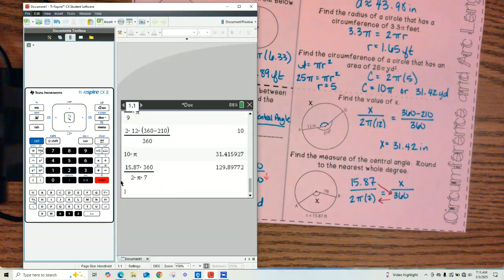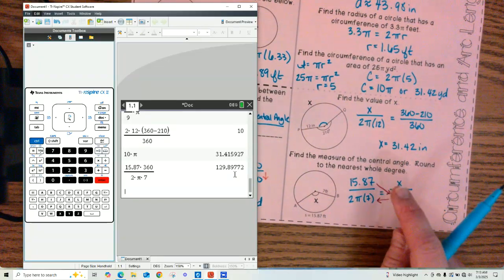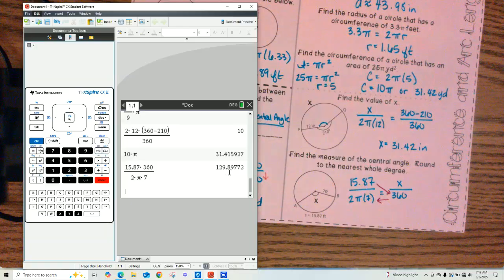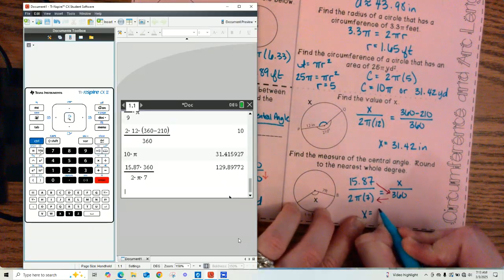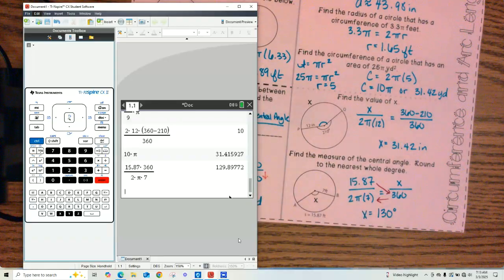If we round to two numbers after the decimal here, and typically we round to the nearest whole degree when we're finding an angle measure, so 0.8 says we're going to round up. X is going to equal 130 degrees. So that's it for this video.